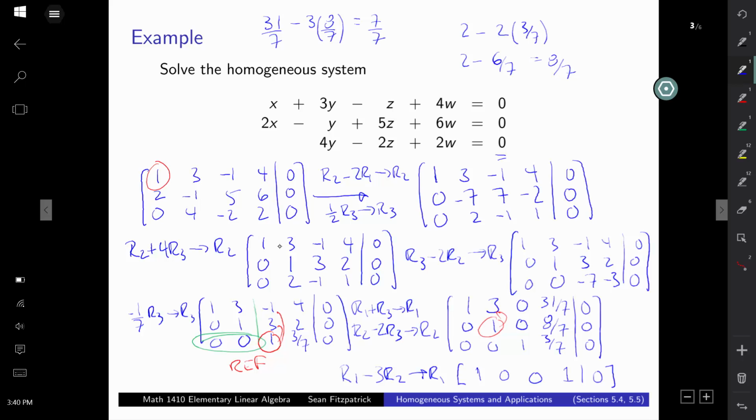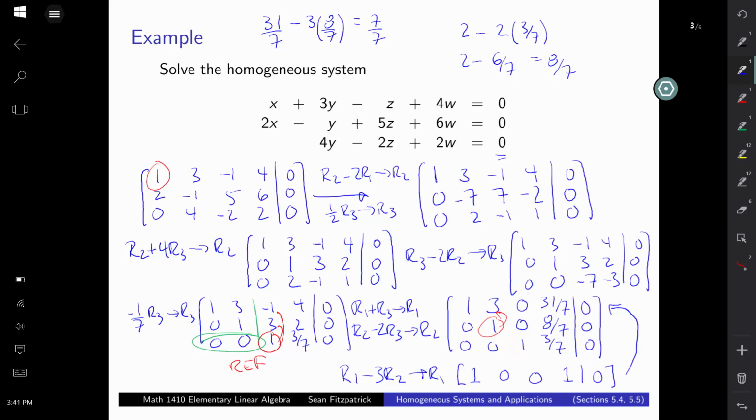Okay. Did I do that right? I feel like that's a little too easy. I think my arithmetic is okay. 31 minus 24. Yep. Okay. All right. So that would be my new row 1 eventually.